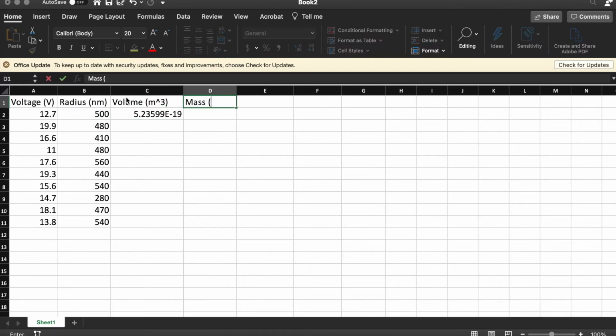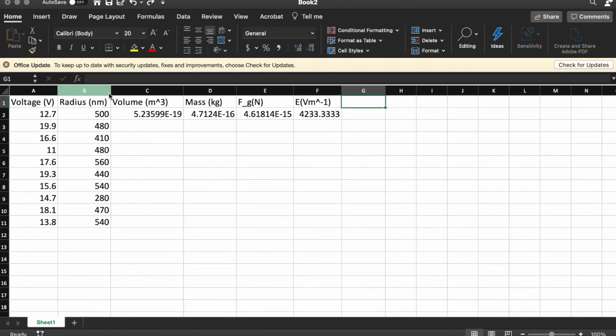To find the mass of the drop, multiply the volume of the drop by the density of the oil, 900 kilograms per cubic meter. To find the force due to gravity, multiply the mass of the drop by 9.8 meters per second squared. To calculate the electric field strength, divide the voltage by the separation between the plates, 3 millimeters. Since the upward force due to the electric field is equal to the weight, divide the weight force you calculated by the electric field strength to find the charge on the drop.